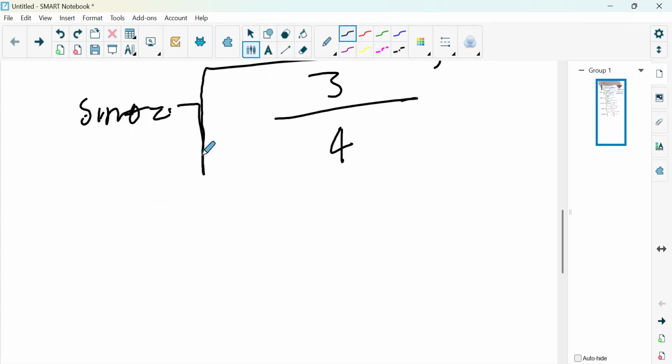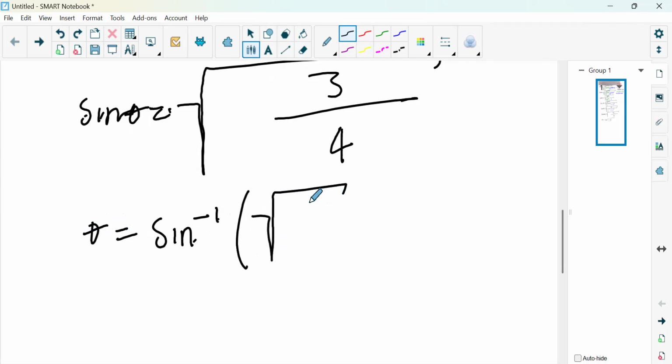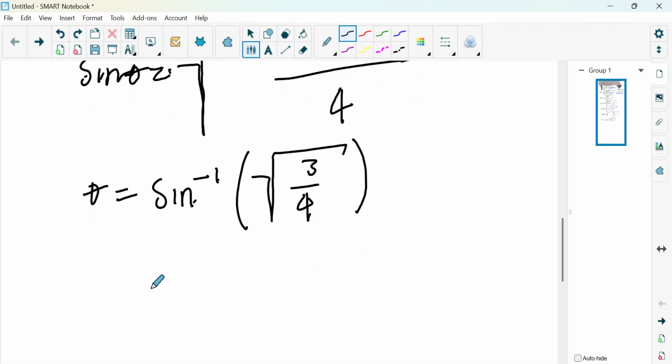So what we are supposed to say is that theta is going to be equal to the sine arc of root 3 all over 2. That's what we actually have. So which angle is this one here? That's what we're interested in.